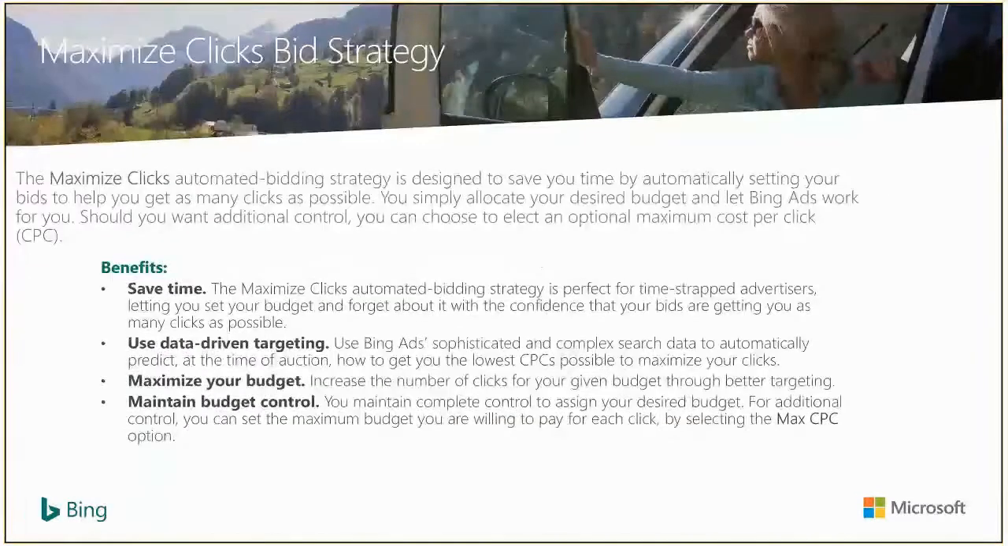The first and simplest goal that is covered by automated bidding is the Maximize Clicks bid strategy. Maximize Clicks is designed to help you achieve as many clicks as possible given your budget. When you use this strategy, Bing Ads will set bids for you to achieve this goal, but you still retain control over your budget. If you want additional control, you can also optionally set a maximum cost per click that will apply to all automatic bids.